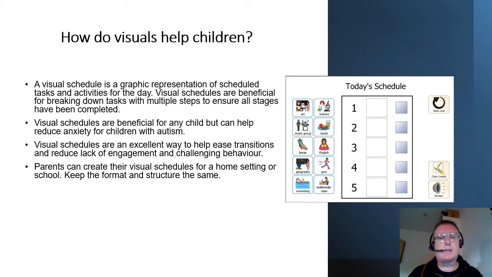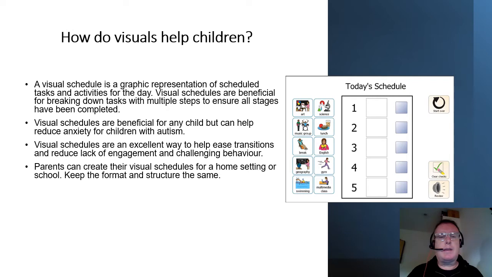For example, a visual schedule is a graphic representation of scheduled tasks and activities for the day. Visual schedules are also beneficial for breaking down learning tasks with multiple steps to ensure all stages have been completed. Visual schedules are beneficial for any child, but can help reduce anxiety for children with autism and other special educational needs. They are an excellent way to help ease transitions and reduce lack of engagement and challenging behaviour.